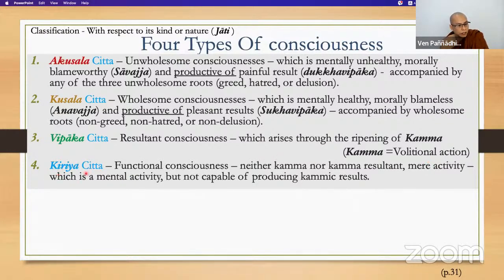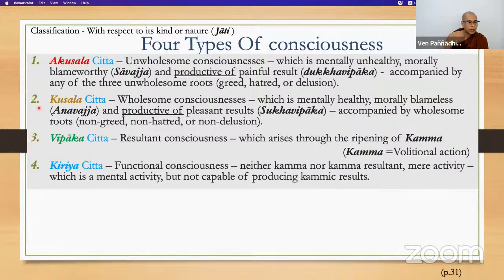And for number four, kriya. Different from the former types, the kriya citta is translated as functional consciousness. From the karmic point of view, it is neither karma nor karma resultant. So as I said, 1 and 2 are regarded as karma, and number 3 is the result of karma. Here the number 4 type is neither karma nor karma resultant. No karma, no resultant. So it becomes another type. Mere activities. It is the activity of mental process, mental activity, but not capable of producing karmic result.